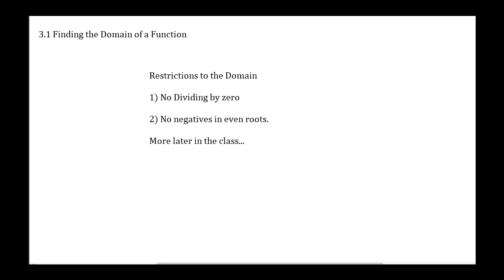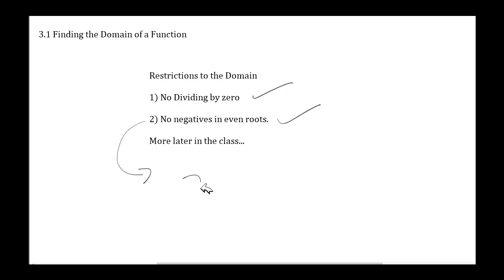Hello everybody, we're in section 3.1, and what I'm going to focus on in this video is how to find the domain of a function, because I know this gives students tons of trouble. So for right now, restrictions to the domain, we've only got two of them that we've got to worry about. No dividing by zero, and no negatives in even roots. Remember, odd roots are okay.